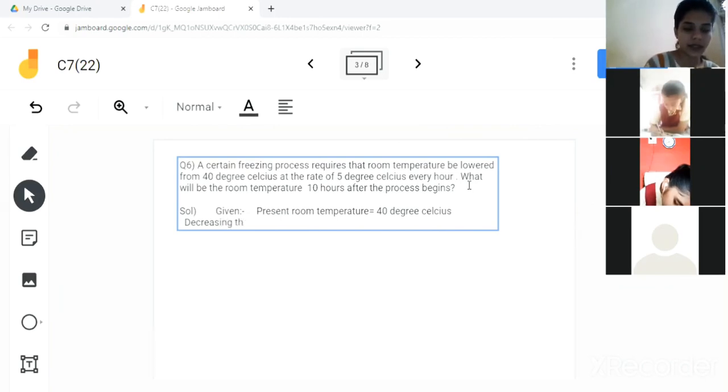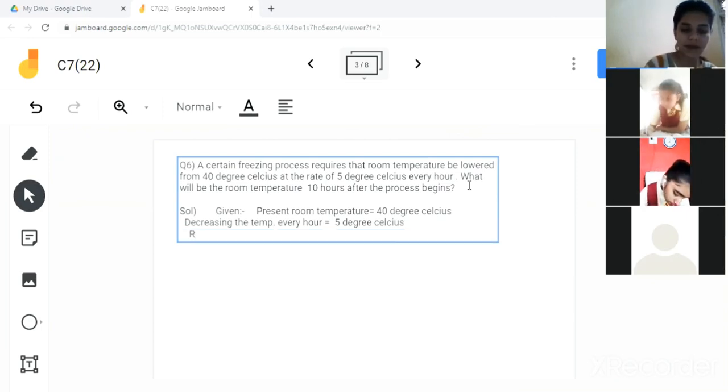Decreasing the temperature every hour will be what? Equals 5 degrees Celsius. In this way. Okay. Now, room temperature after 10 hours will be what? It was 40 degrees Celsius in the starting, isn't it? It was 40 degrees Celsius. Now, what will be the room temperature after 10 hours?